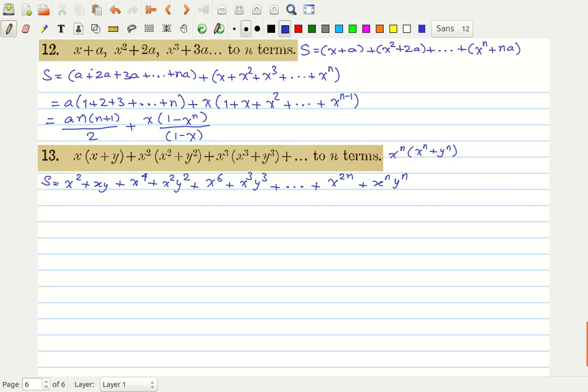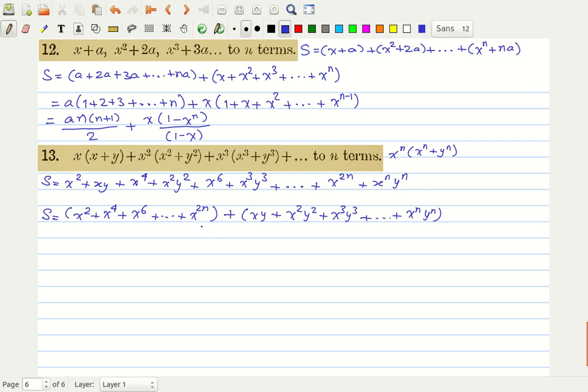Now you can see that again, just like in problem number 12, this series is made up of two progressions. We can put x square, x to the power 4, x to the power 6 in one group, xy, x square y square, x cube y cube in another group, right? So what we have is, we can write s is equal to x square plus x to the power 4 plus x to the power 6 all the way up to x to the power 2n. This is one geometric progression that we can see, and the other geometric progression is going to be xy plus x square y square plus x cube y cube all the way up to x to the power n y to the power n, right?